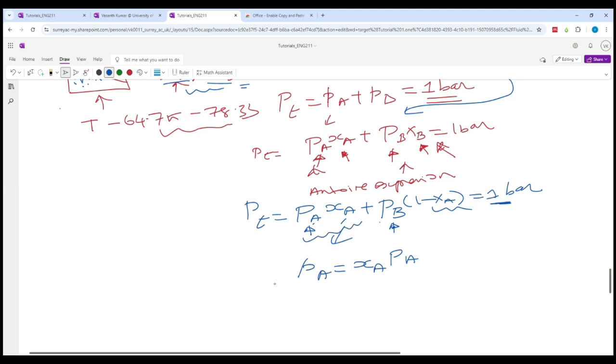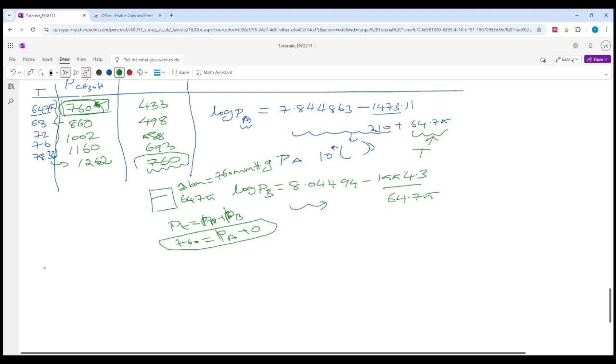And then to get Y of A, that should be equal to the partial pressure of A divided by the total pressure, which is equal to 1 bar. This is already given. So this should allow you to calculate Y of A at different temperatures. Everything begins by estimating the vapor pressure at different temperatures. From there we get XA, and from XA we get YA. So let's do that.